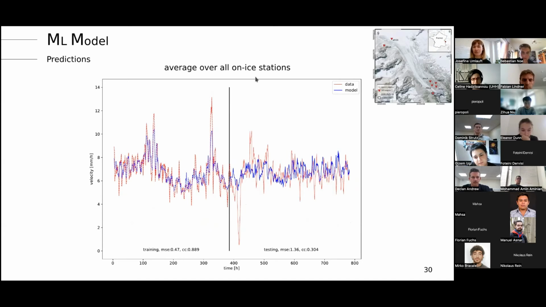That becomes a little bit more clear here. This is the average of all on-ice stations that we're trying to predict. And you can see again that the low frequency is captured quite nicely. But again, the high frequency is very difficult, apparently.